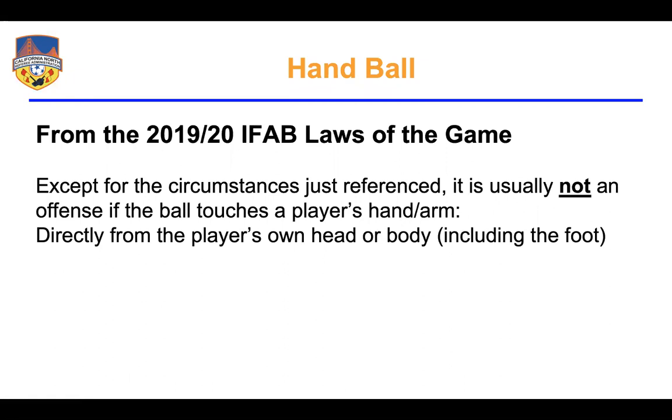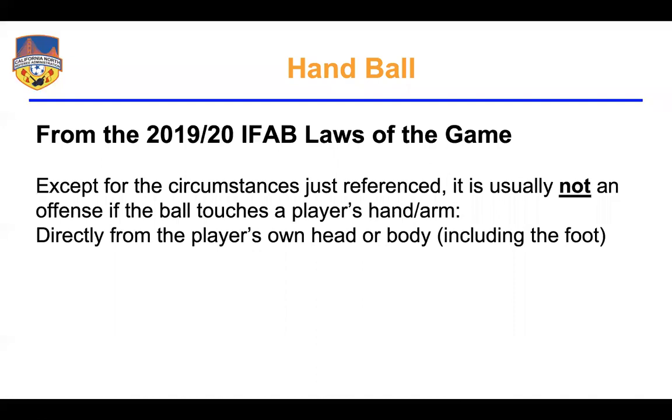Meaning if they play the ball themselves, if it bounces up off their leg, if it hits them in the chest and then rolls down to their arm, those kind of scenarios, it's usually not an offense if the ball touches the player's hands when it comes off their own body. We see this most poignantly with defenders who block shots or with people who try to head the ball out and it comes off of their body unusually and hits their arm.